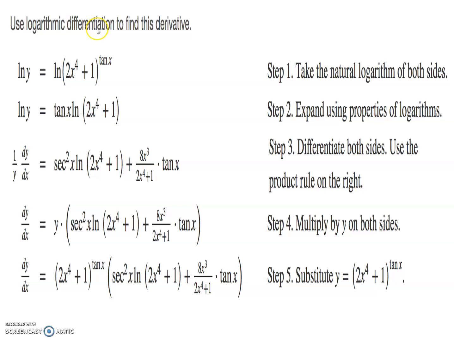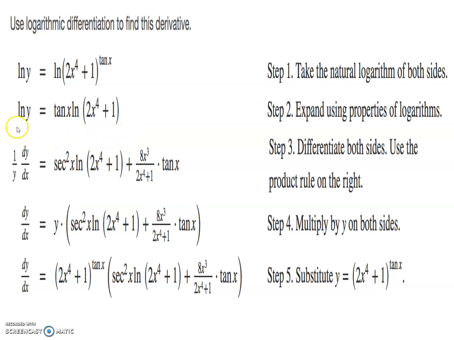Now we have to use logarithmic differentiation to find this derivative. y is equal to (2x raised to 4 plus 1) raised to tan x. First step, take the natural logarithm of both sides. We have ln y is equal to ln (2x raised to 4 plus 1) raised to tan x. Expanding using properties of logarithm, we know that log m raised to n is n log m. So tan x log (2x raised to 4 plus 1), ln remains the same.